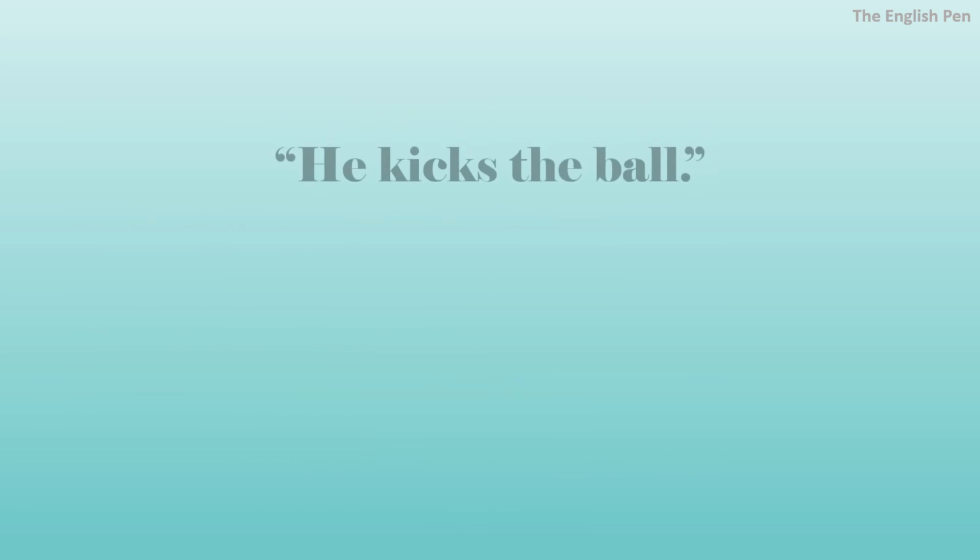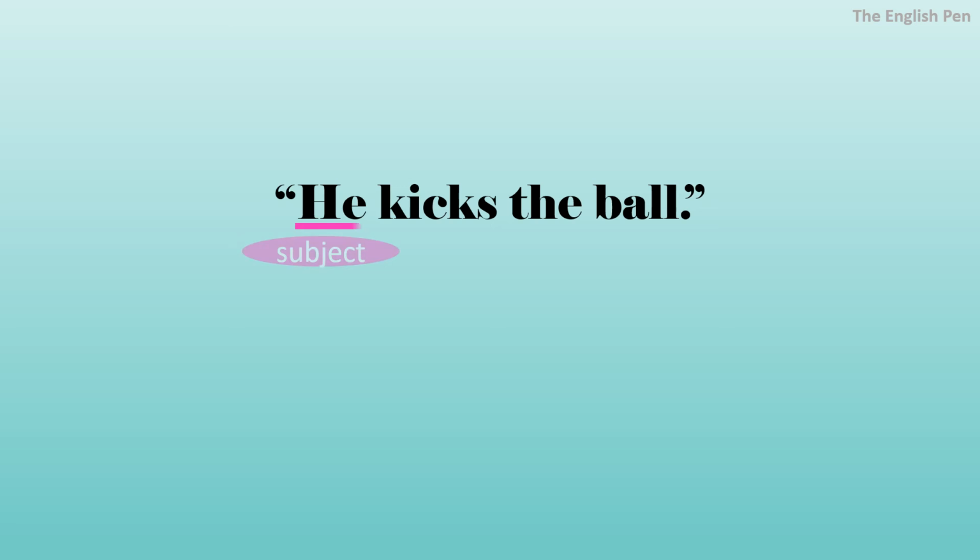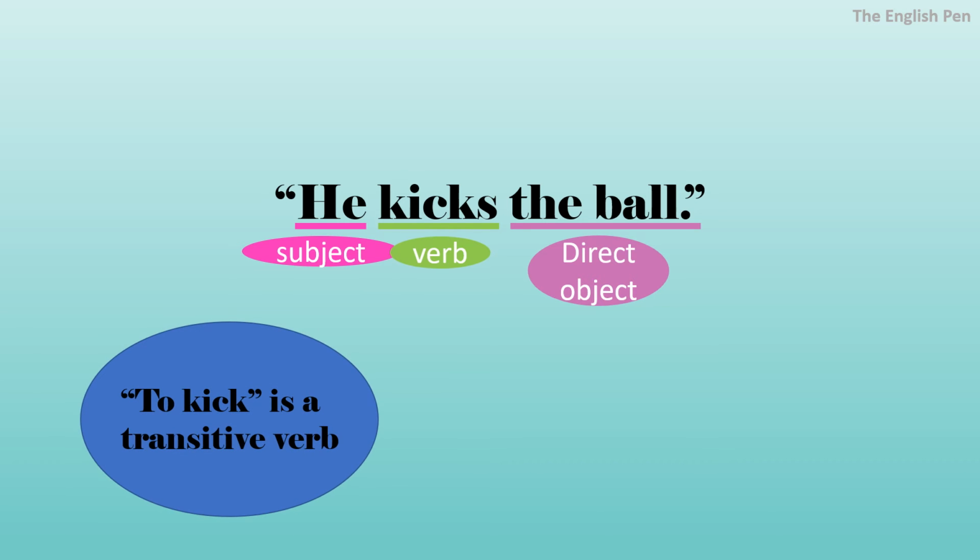He kicks the ball. He is the subject, kicks is the verb, and the ball is the direct object. Now, to kick is a transitive verb. How do we know? Well, if we say he kicks, then that would not make sense at all. He kicks what? This is what I mean when I say transitive verbs must have an object after them. Otherwise, the sentence would not be complete.